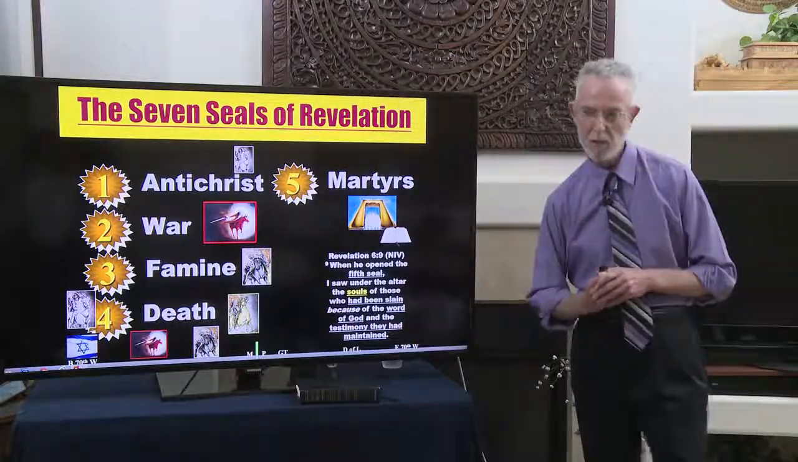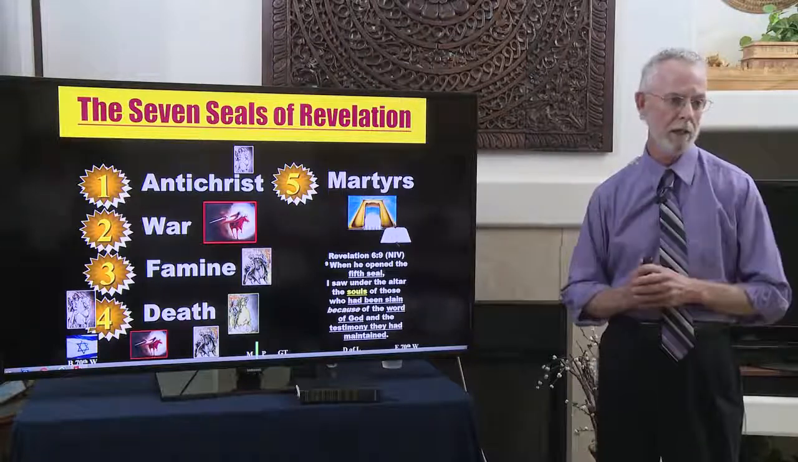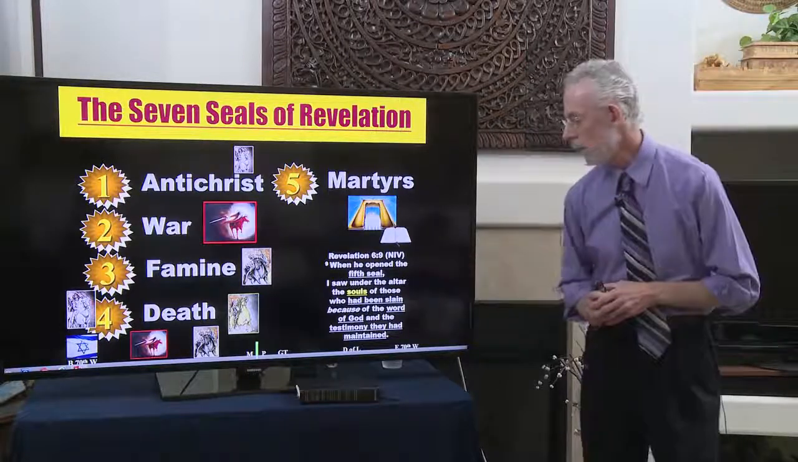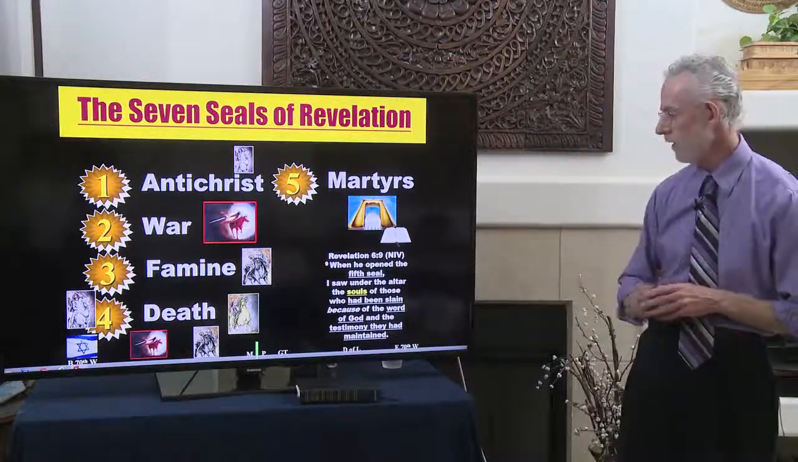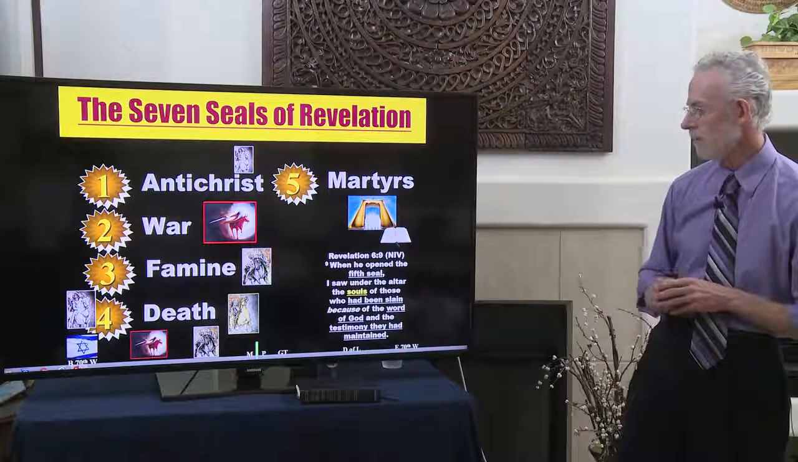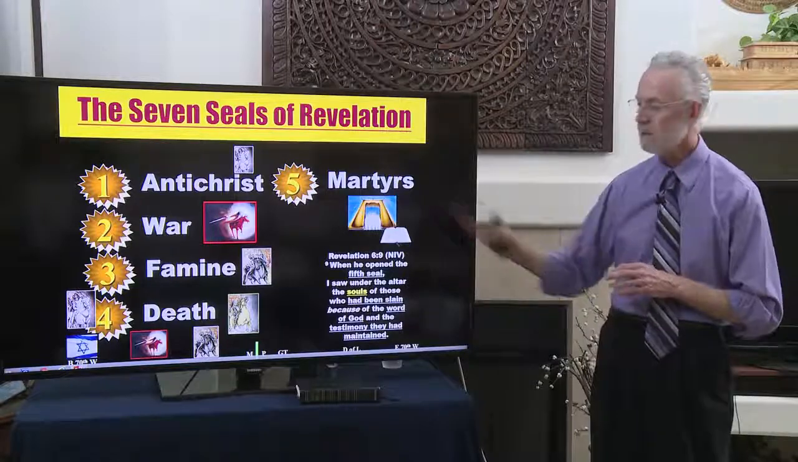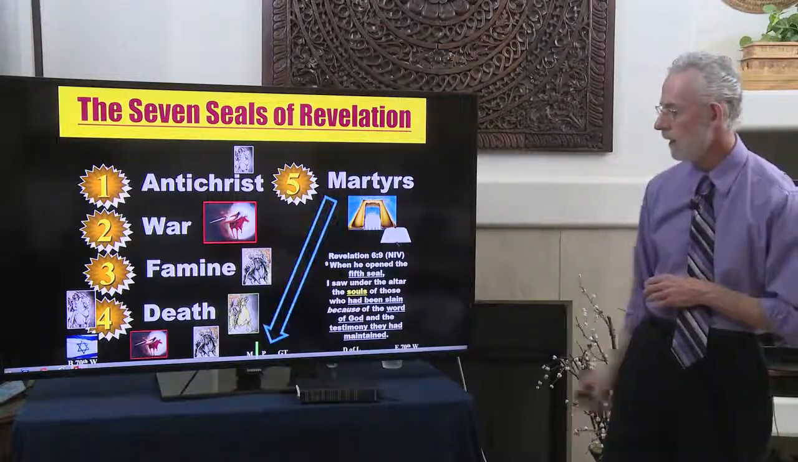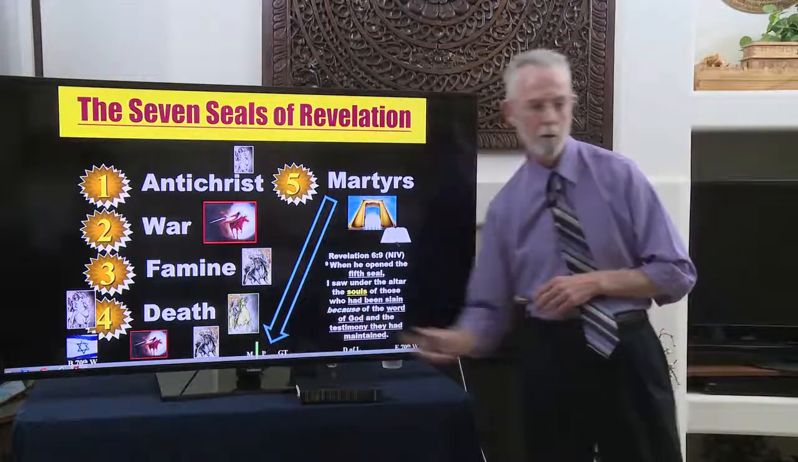When we got to the fifth seal, we saw that specifically here we have Christian death. The Apostle John tells us that when Jesus opened the fifth seal, "I saw under the altar the souls of those who had been slain because of the word of God and the testimony they had maintained." When we get to the fifth seal, this is Christians being killed now. And again, this is happening right around the midpoint.